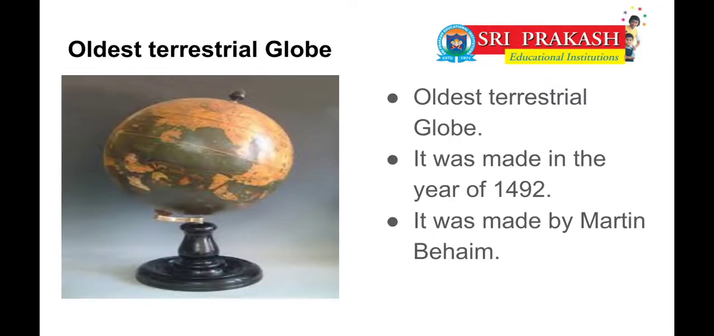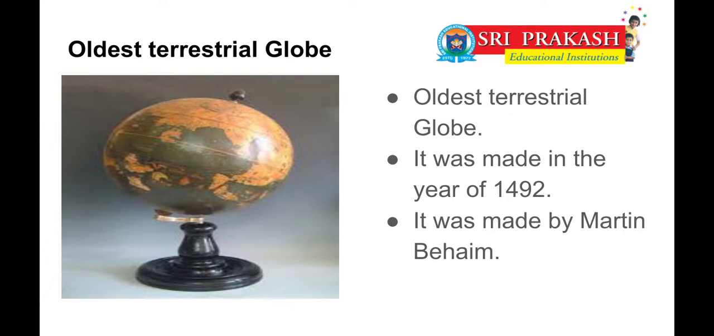Now see, children, the oldest terrestrial globe. It was the first globe. It was prepared by Martin Behaim. Who prepared it, children? Martin Behaim. He prepared the first globe in 1492. What is the globe? The oldest terrestrial globe. It was prepared by Martin Behaim in 1492.